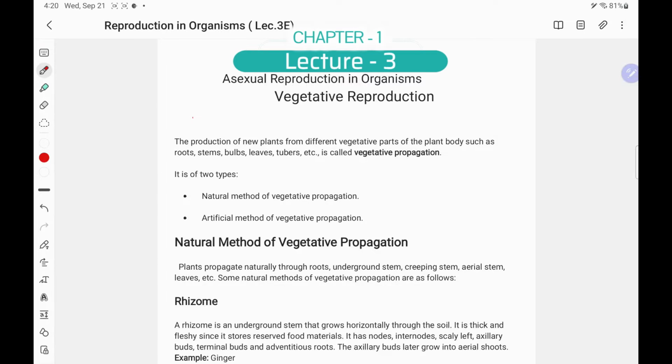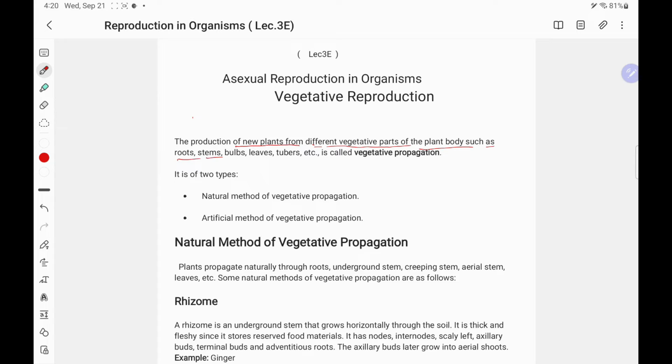Today I will discuss vegetative reproduction, also called vegetative propagation. The production of new plants from different vegetative parts of the plant body, such as roots, shoot, bulb, leaves, tuber, etc., is called vegetative propagation. Do you understand vegetative reproduction?